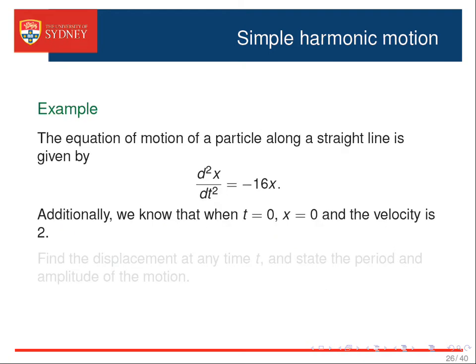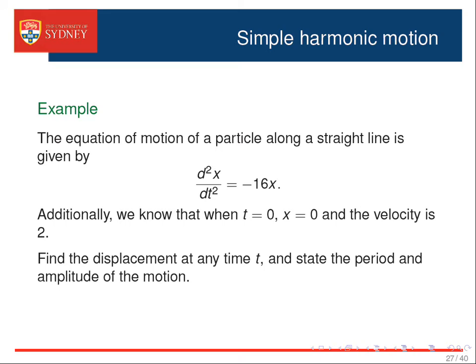Let's have a look at an example. Suppose the equation governing the motion of a particle along a straight line, which is an example of simple harmonic motion as we've just seen, with n equals 4, is d squared x/dt squared is minus 16x. Additionally, we are given the following initial conditions. At time 0, the particle is at the origin, that is x equals 0, and also at time 0, the particle is moving to the right with velocity 2. Let's find a formula for the displacement x at any time t.